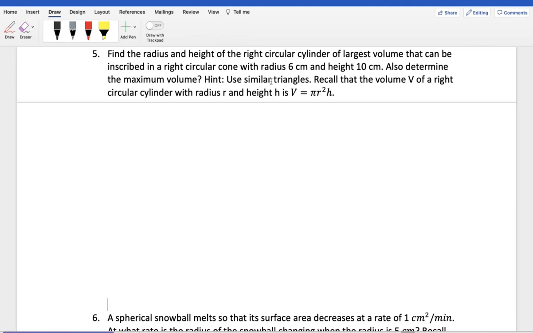And they're telling us that we recall that the volume of a circular cylinder is equal to pi r squared times h, right? So that's very good information. Now let's try to see how we can adopt it. So what does a cone look like? Well, you guys know that a cone looks like something like this.